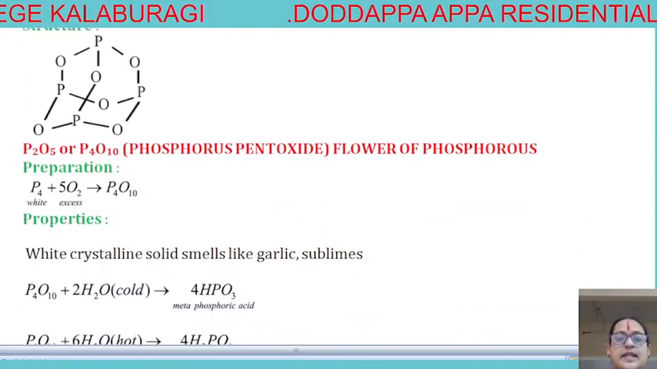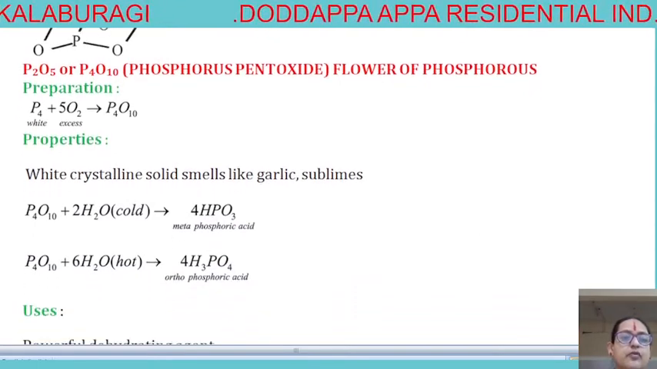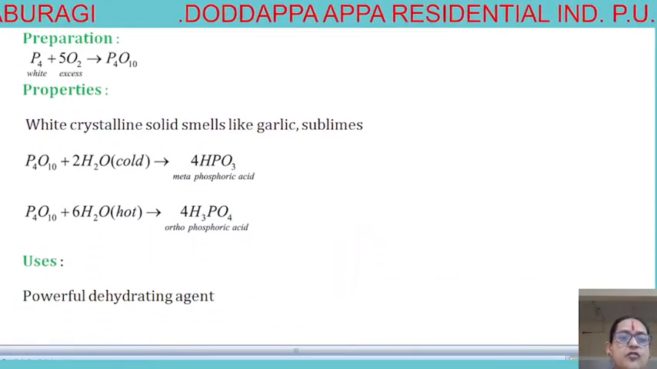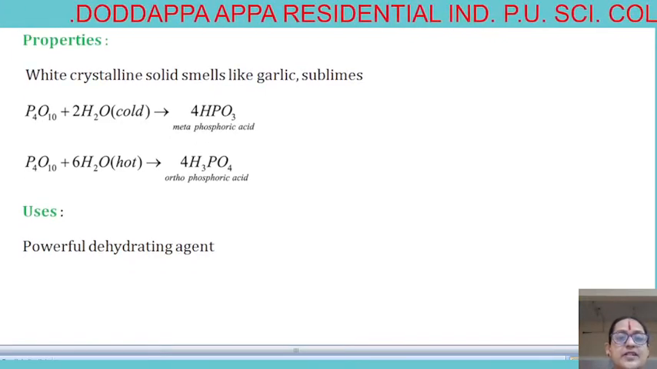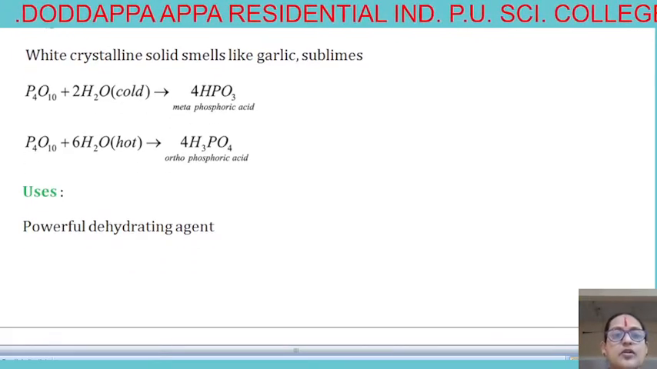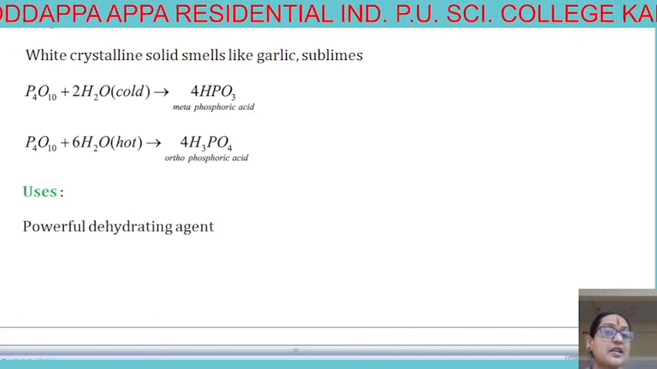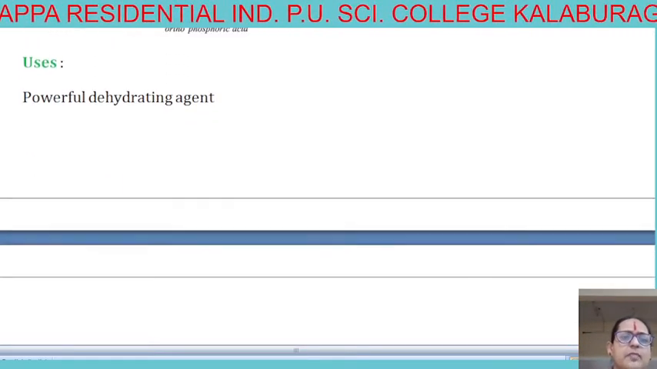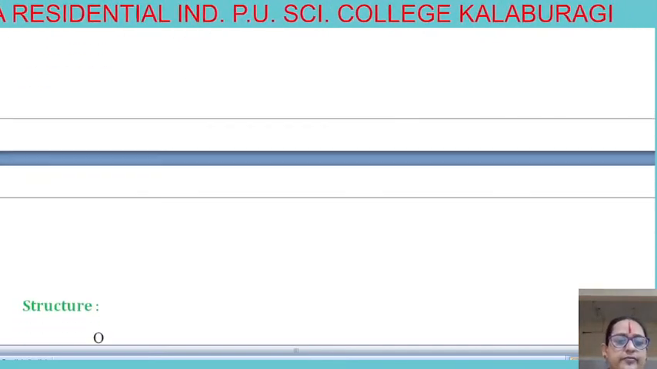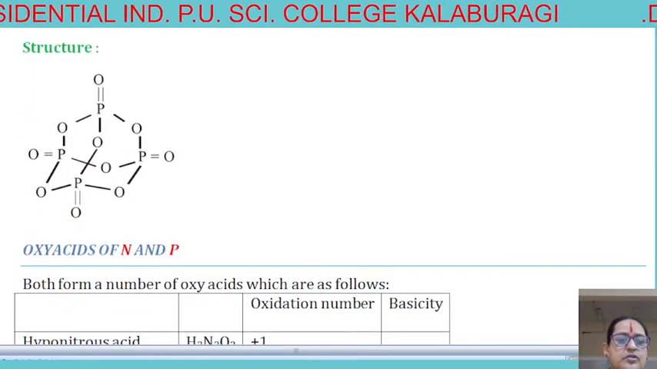Phosphorus pentaoxide is the next compound we have to study. With the help of phosphorus and excess of air, we can form phosphorus pentaoxide, which is a white crystalline solid that smells like garlic. It sublimes on heating. It is a powerful dehydrating agent. Let us look at its structure.